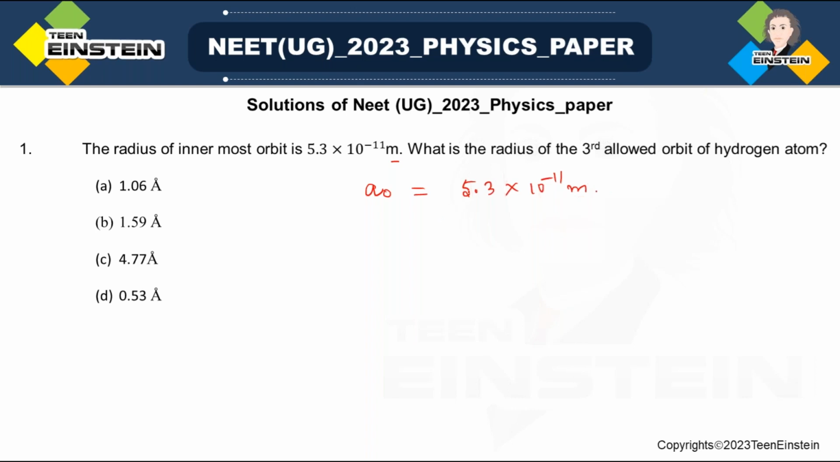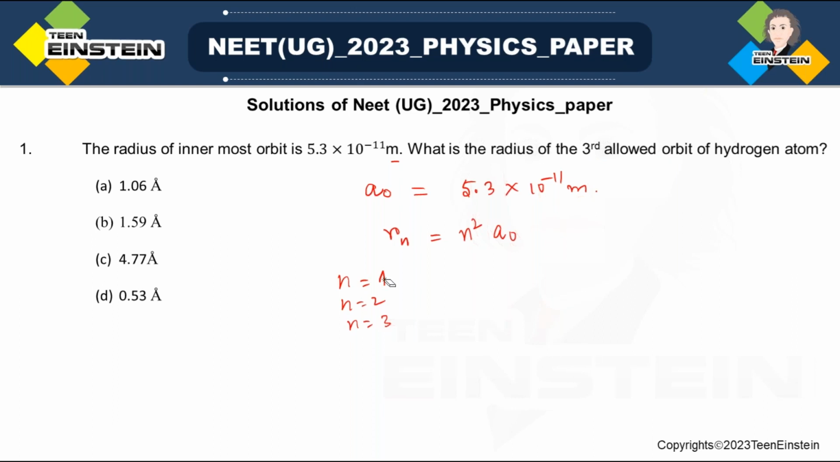So there is a direct formula to find the radius of any orbit. Rn is equal to n squared into a0. What is this n? n is the number of the orbit. If this is 1, then anyway you will get the Bohr orbit. If n is equal to 2, that is the second orbit, and n is equal to 3, that is the third orbit. Here you have been asked to find the radius of the third orbit. So we'll take n is equal to 3.